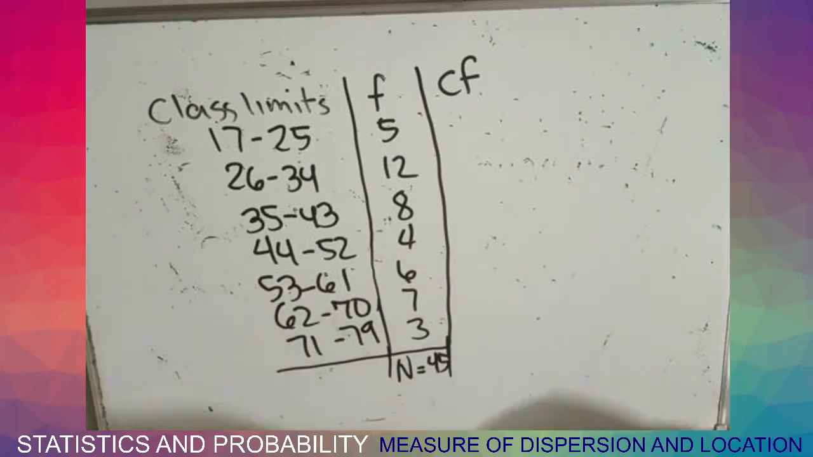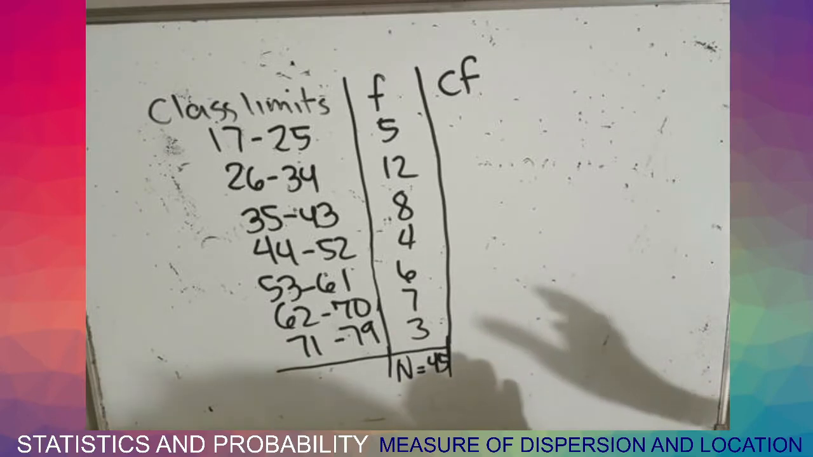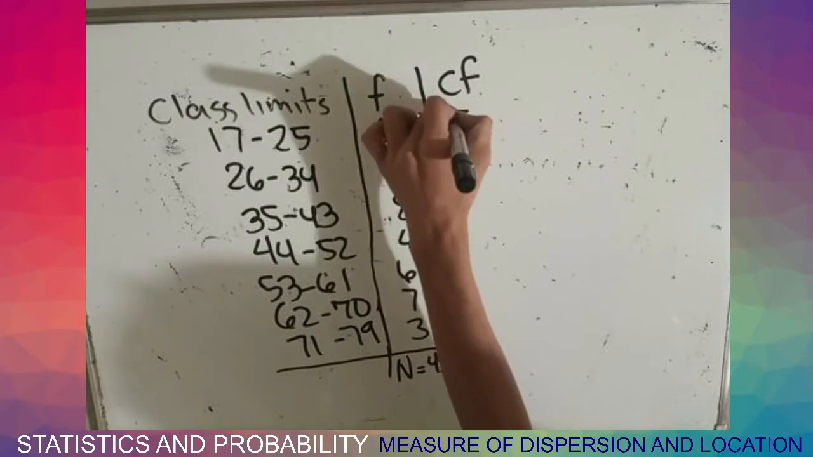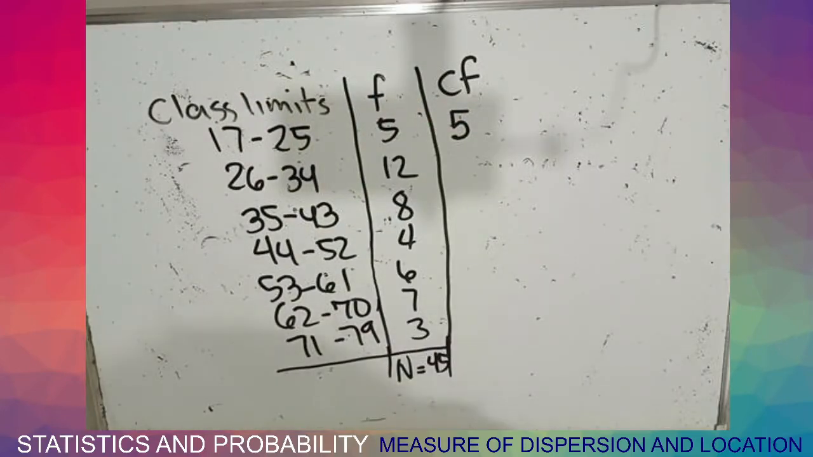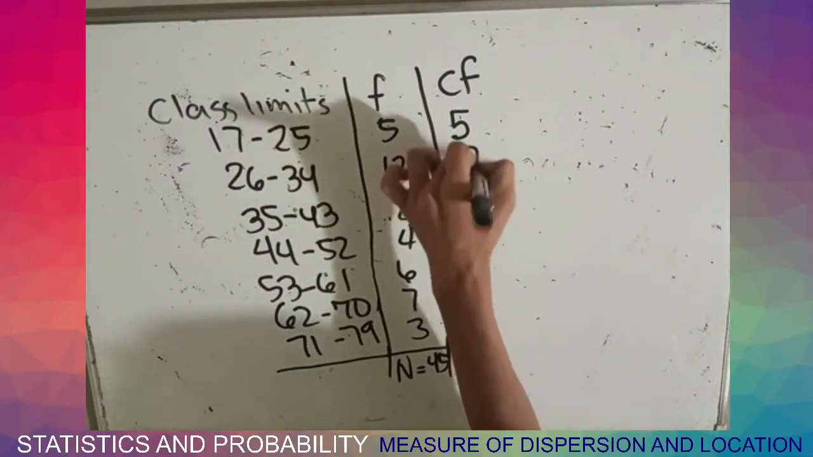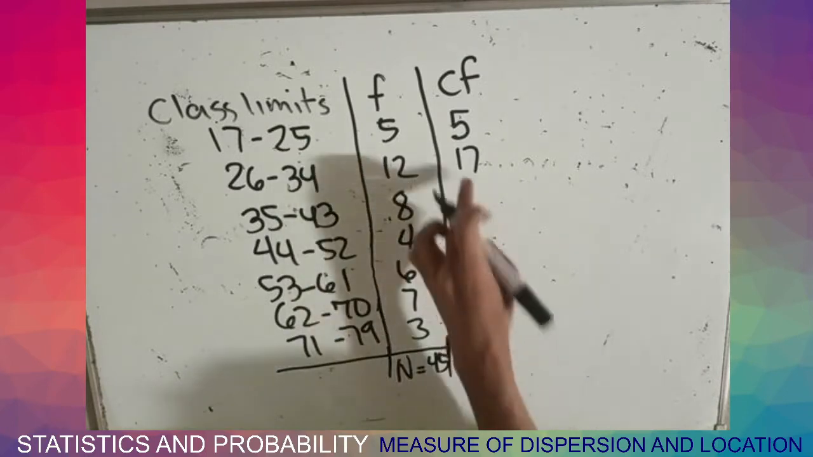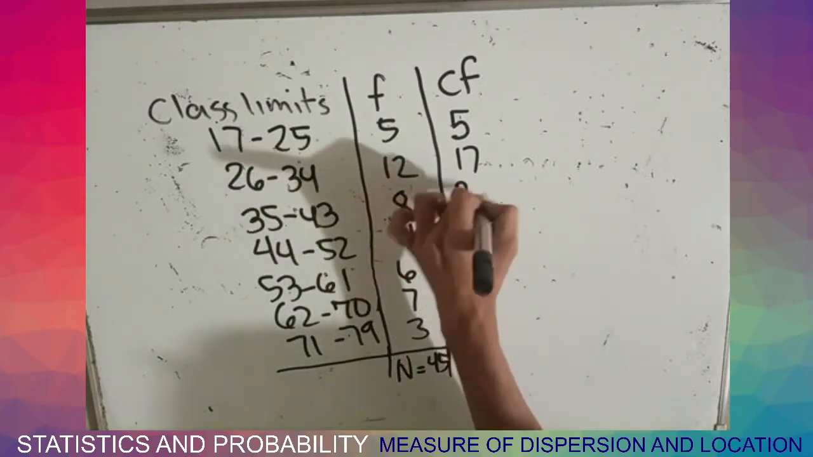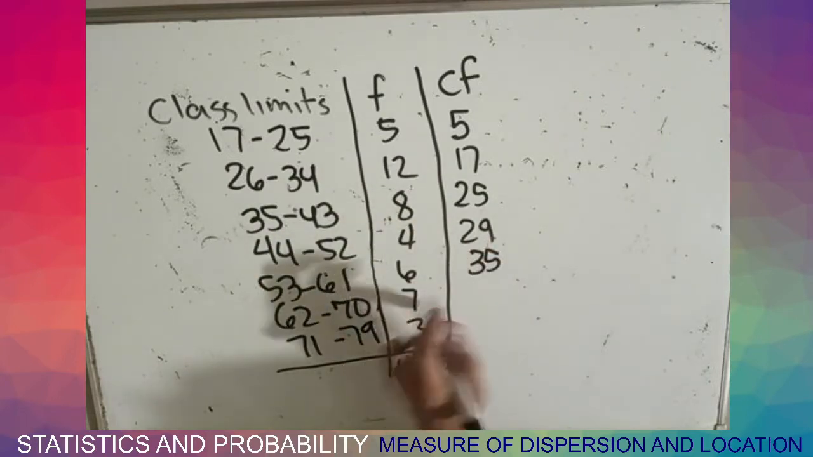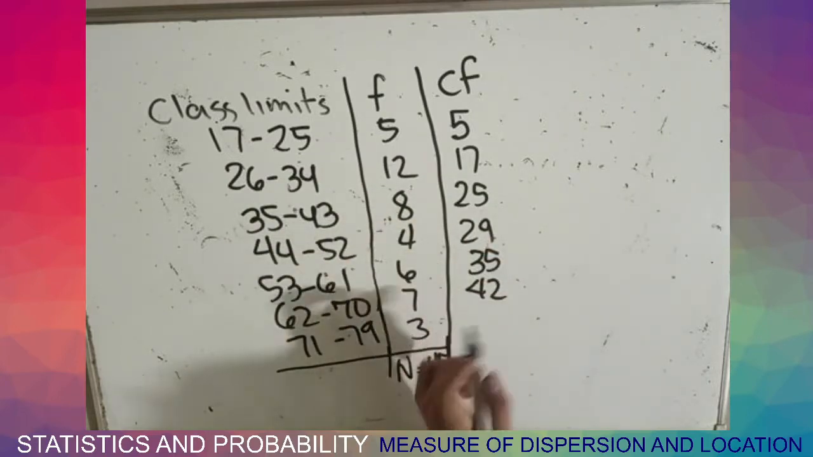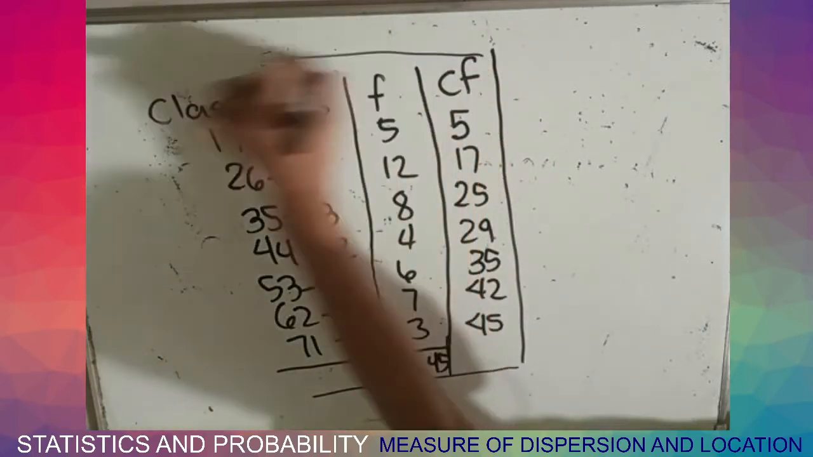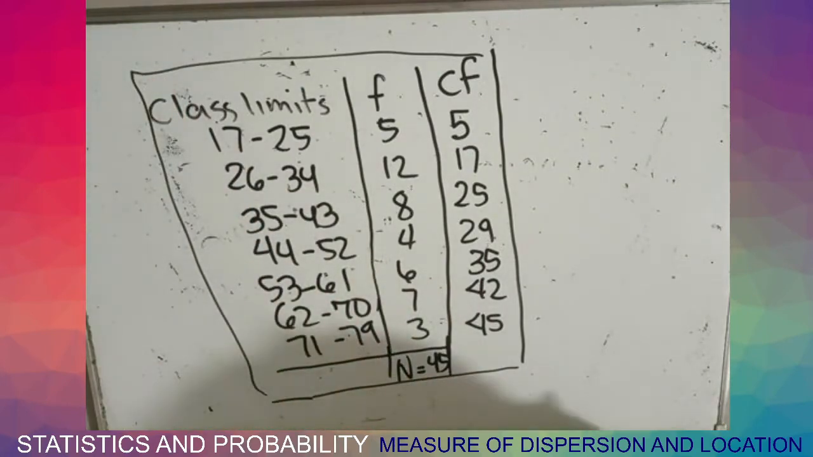Paano nga natin kukunin si CF? Para makuha natin si CF, kukopyahin natin yung unang frequency, which is 5. Then, ipa-plus natin yung kasunod, which is 12. So, 5 plus 12 is equals to 17. 17 plus 8, 25, plus 4, 29, plus 6 is 35, plus 7 is 42, and plus 3 is 45. Okay, nakuha na natin yung table natin.